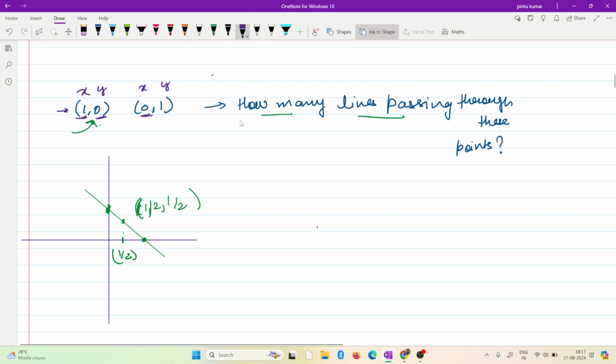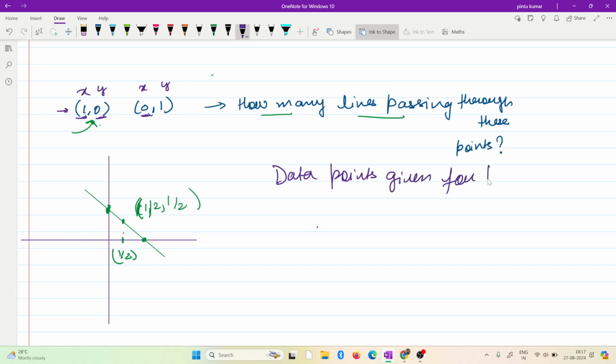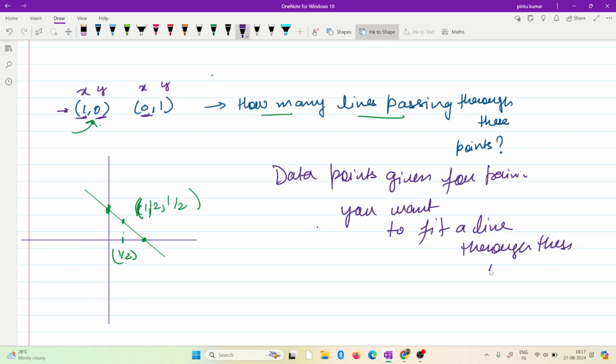Okay. So whatever data points you are given for training, you want to set a line through these points. Okay. So if you are given two points, and your x over here is just one dimensional.